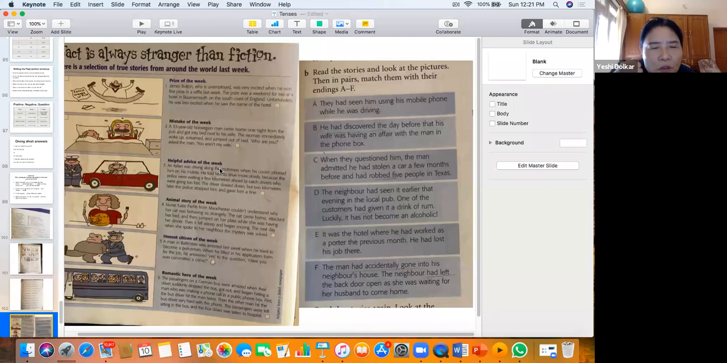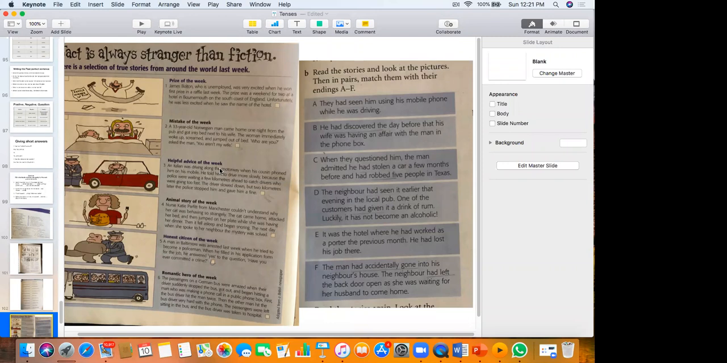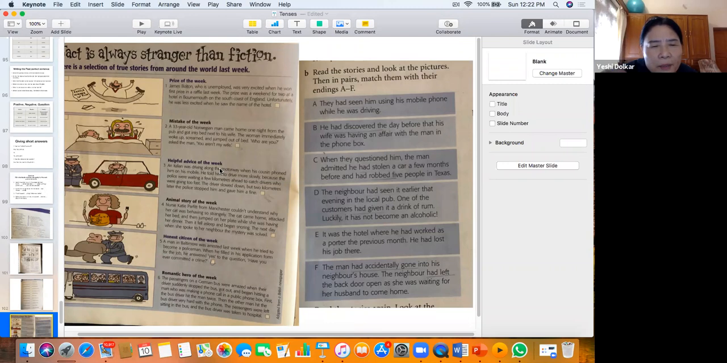He told him to drive more slowly because the police were waiting a few kilometers ahead to catch drivers who were going too fast. So the driver slowed down, but 2 kilometers later the police stopped him and gave him a fine. He was stopped and he was given a fine.